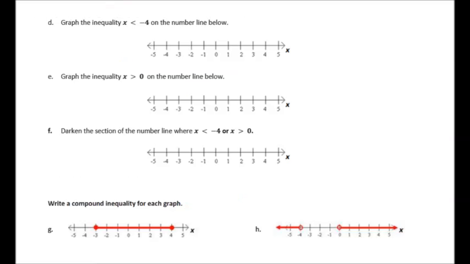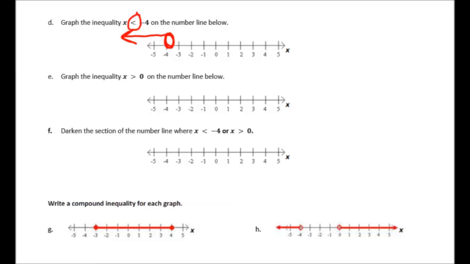Okay. So the next exercise, graph the inequality x is less than -4 on the number line. So again, looking at the inequality sign, we'll have an open circle on -4. And again, the little inequality sign is going to tell us the direction that our arrow goes in. So it goes like that.